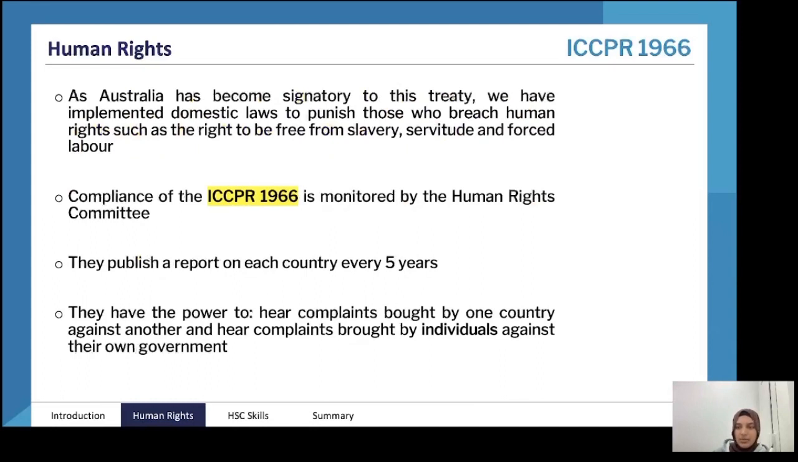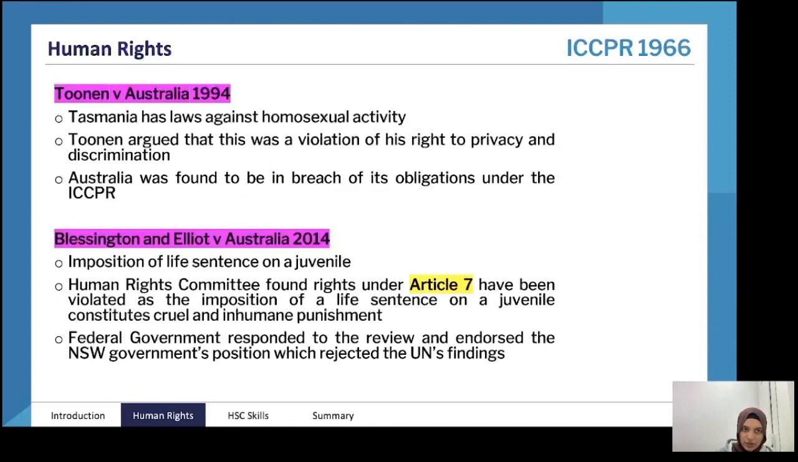Then we've got the ICCPR 1966. As Australia has become a signatory to this treaty, we have implemented domestic laws to punish those who breach these human rights. Compliance with the ICCPR is monitored by the HRC, or the Human Rights Committee. Essentially, they publish a report on each country every 5 years to see where they're sitting, and they have the power to hear complaints brought by, against each other, so one country to another country, or individuals against their country as well.